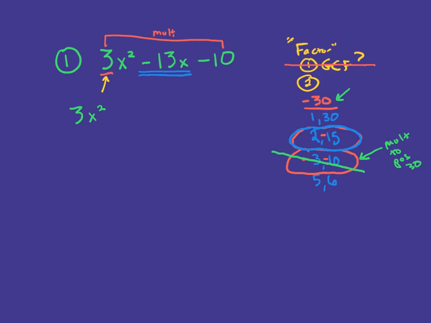So negative 15x and positive 2x, using the coefficients and then tacking on an x. These actually are the same as negative 13x, so we're just replacing it with two terms instead of just the one.